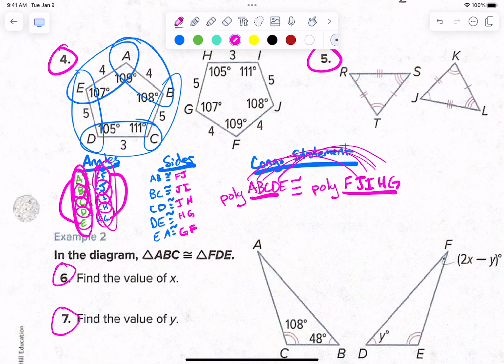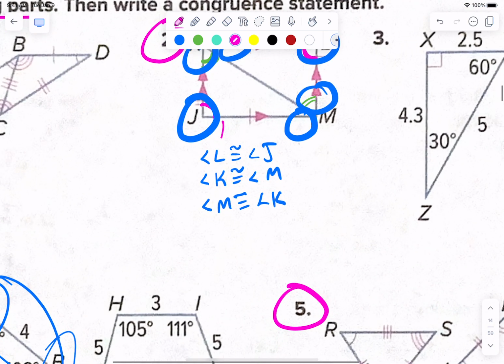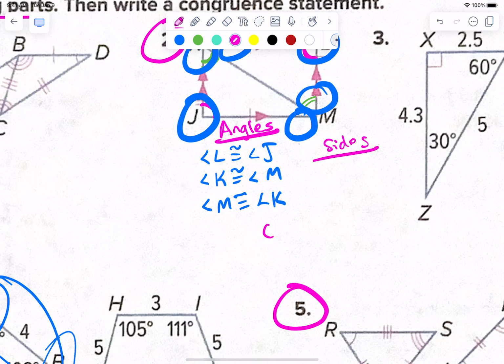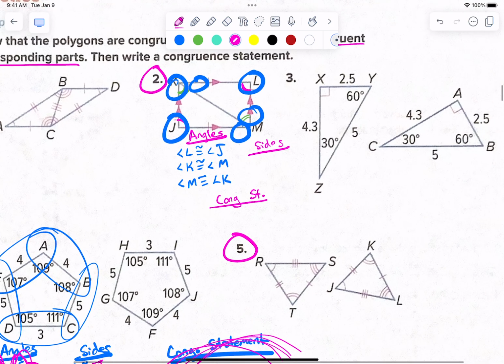What was number two? This is angles. Then you gotta do the rest of them. You gotta do the sides as well, and you gotta do the congruent statement. Wait, do you have to have that for number 5 as well? Yes. We're not done with number 2. So 2 and 5, angles and sides and congruent statement. And then the rest of them are solving things. Okay? Good?